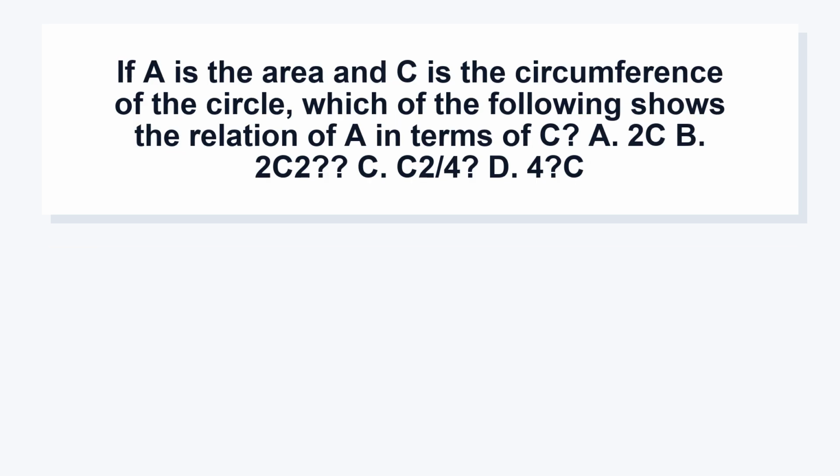If A is the area and C is the circumference of the circle, which of the following shows the relation of A in terms of C? A. 2C. B. 2C². C. C²/4π. D. 4πC.